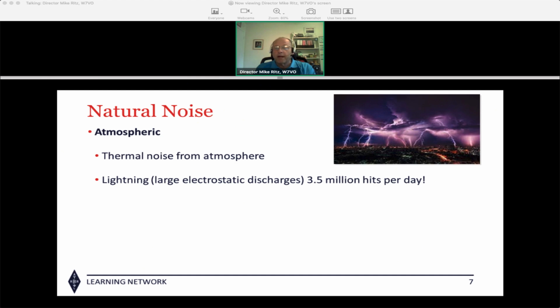The largest single source of noise on the planet is lightning. There are approximately 3.5 million hits per day of lightning. And that noise, being once again broadband in nature, can travel all around the world. And that's the single largest source.